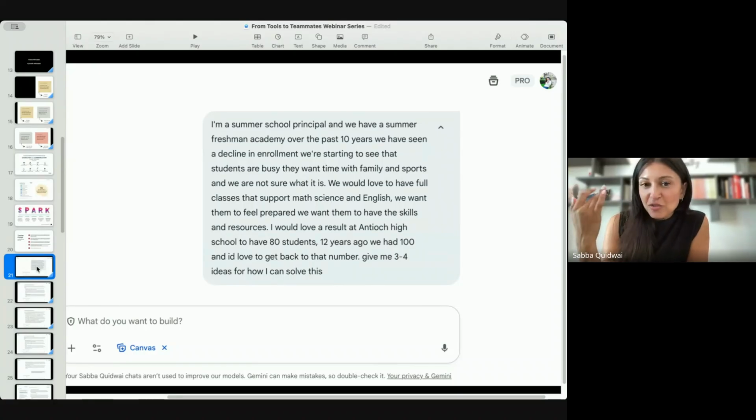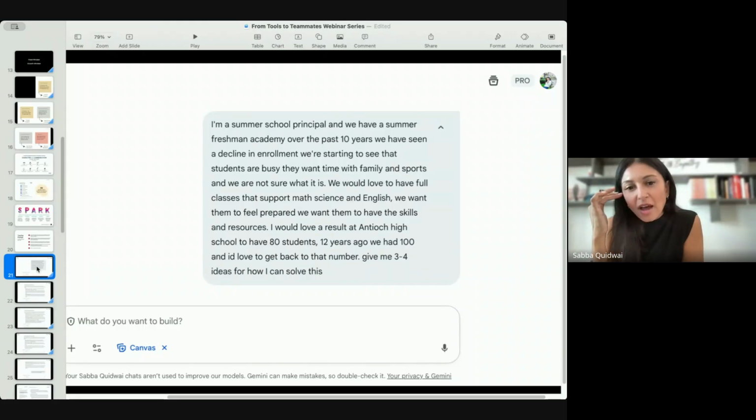Their aspiration, though, a vision for success, we would love to see more people, especially because when they come to summer academy, they are more successful in their classes when they start high school. They have 80 now, but they used to have 100, and they want to get back to 100 students, and they want 3 to 4 ideas. What can I do? So this is here inside Gemini.